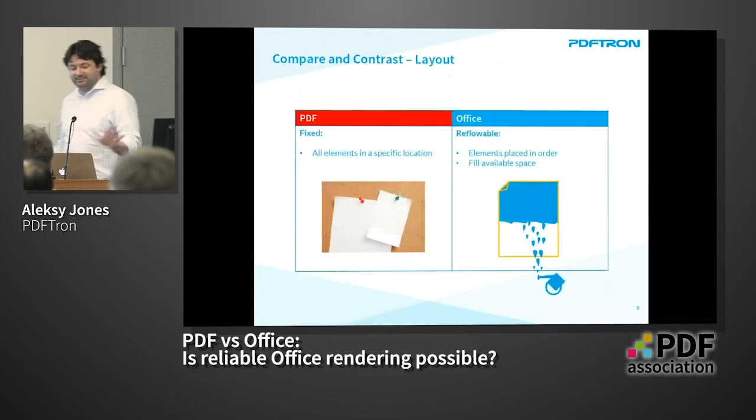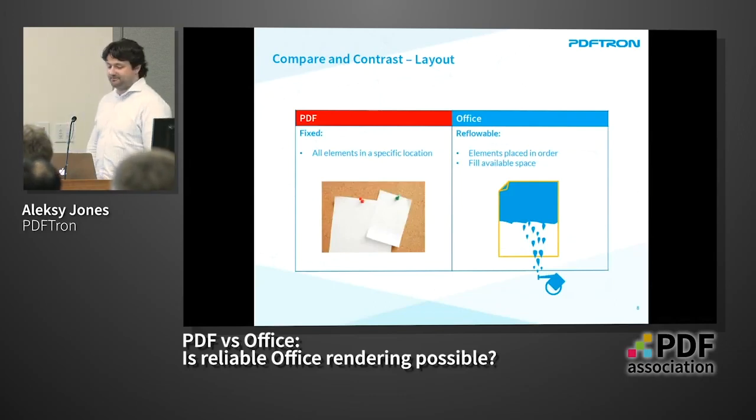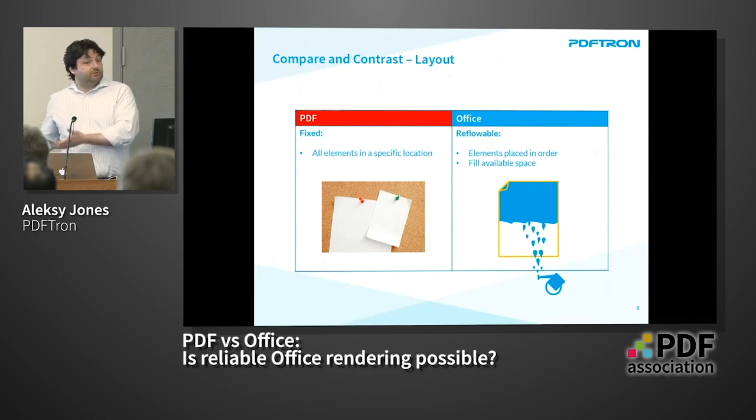First of all, this is non-contentious. PDF, of course, is a fixed format. Office is reflowable. By fixed, I mean that each element on a page is independent. So we have element A over here, element B here. When you lay out element A, it does not change the position of element B. You always have some well-defined formula for determining where these elements are. They're easy to place.